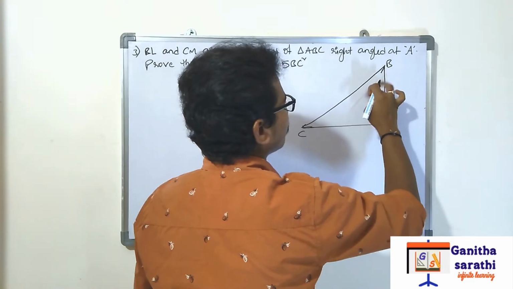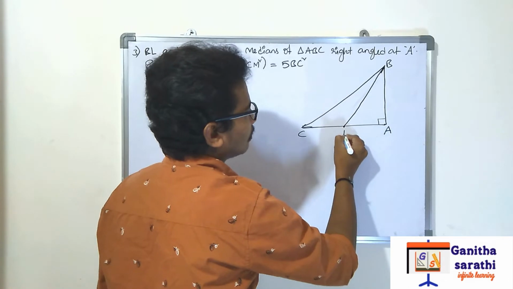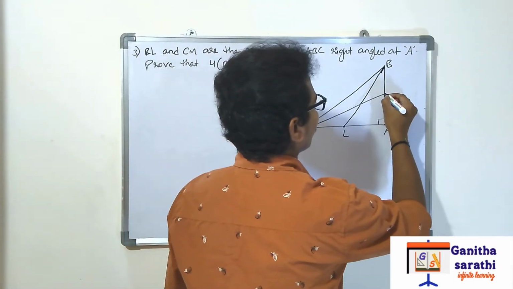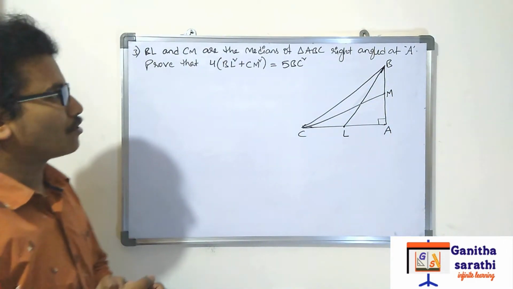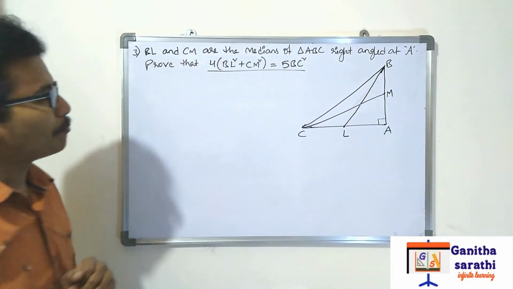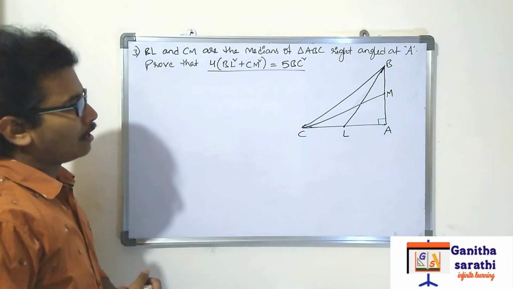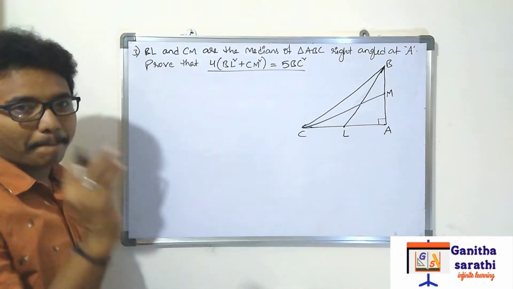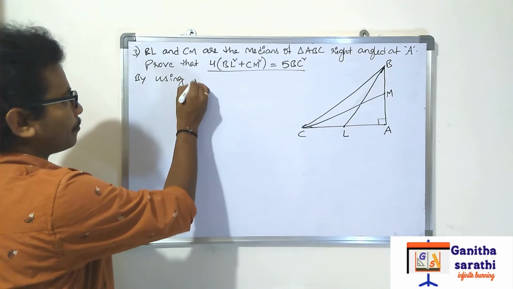Next, CM from point C to M. Medians means what? Exactly at the midpoints. So this is the diagram. We have to prove what? 4 into BL square plus CM square is equal to 5 into BC square. We will prove this by using same Pythagoras theorem.